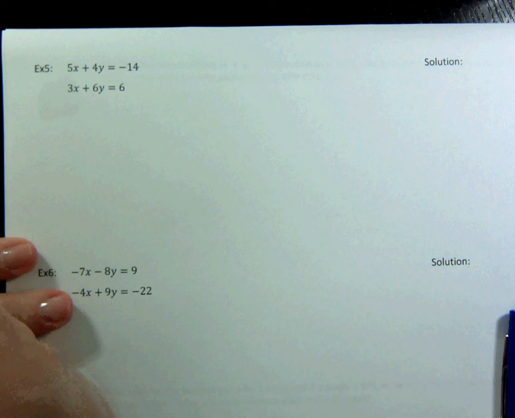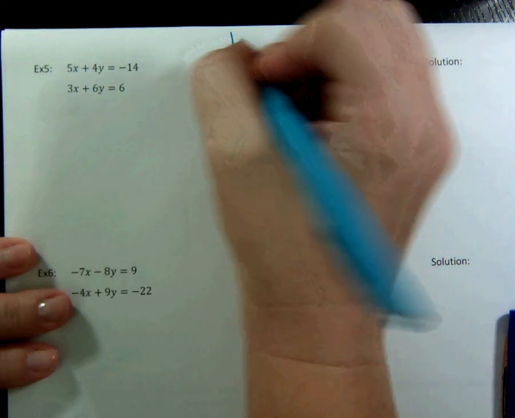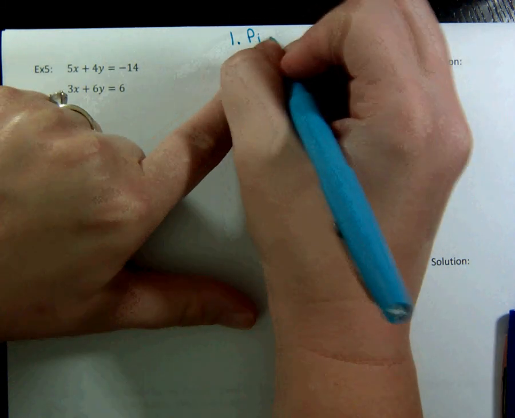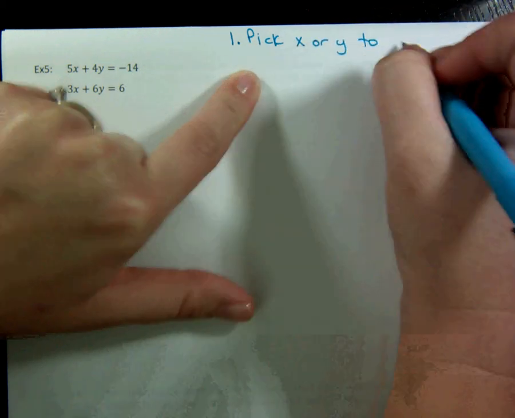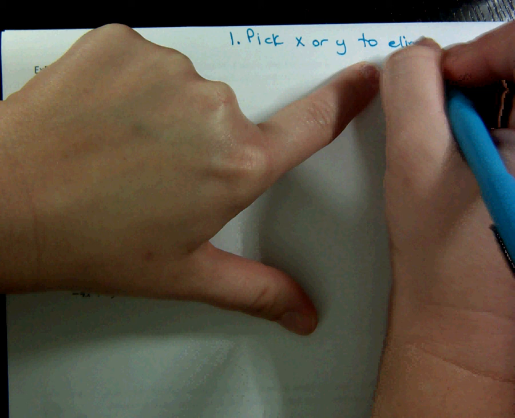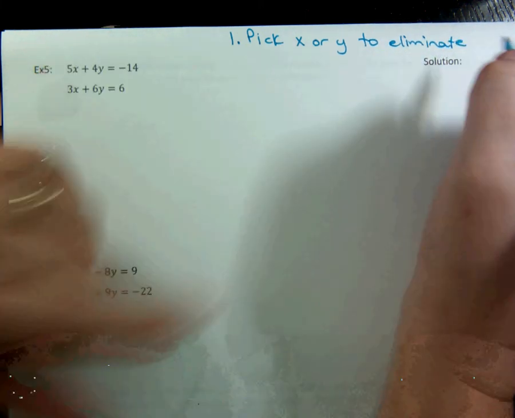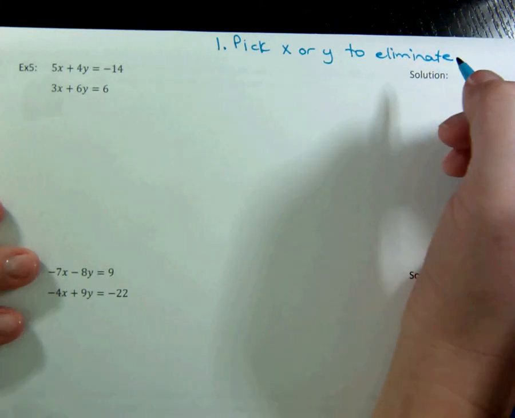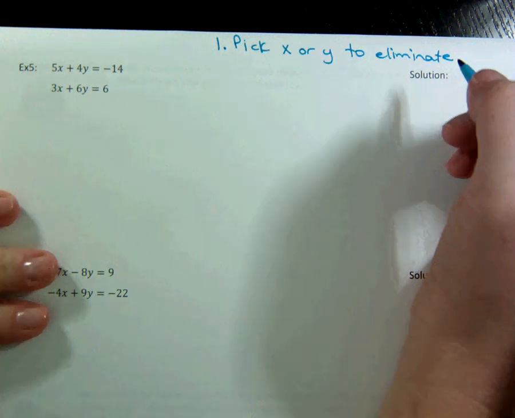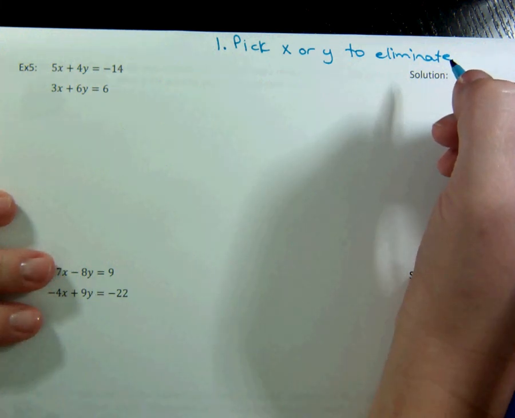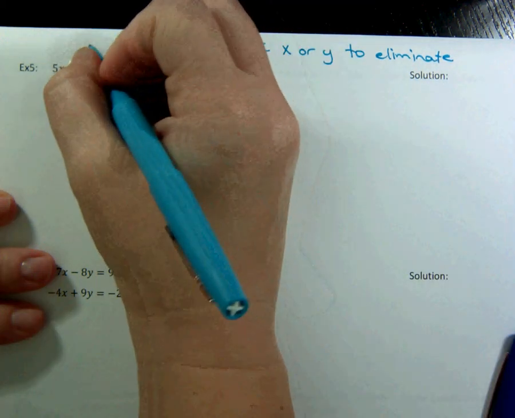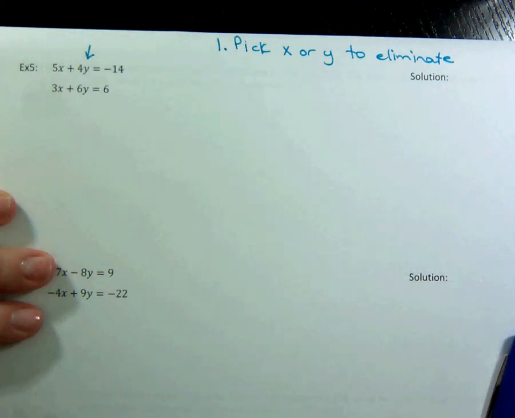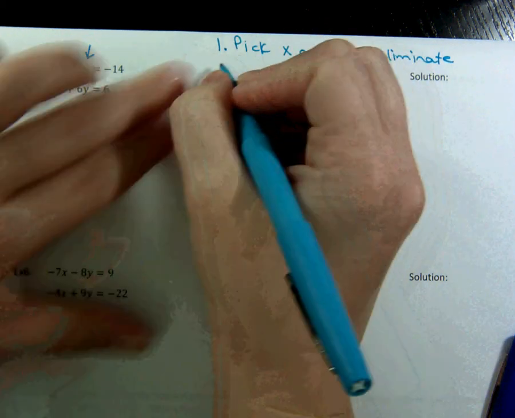So you have a couple decisions to make on this one. The first thing you need to do is pick X or Y to eliminate. Sometimes one is a little easier to work with for elimination than the other, but it honestly doesn't matter. You just get to pick X or Y to eliminate. So I like even numbers, so I'm going to choose to eliminate Y. It's just total preference which one looks easier to you.